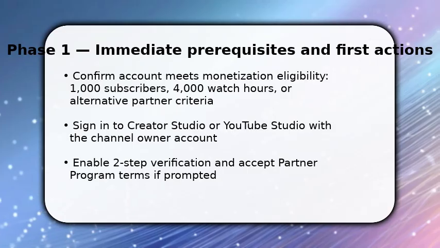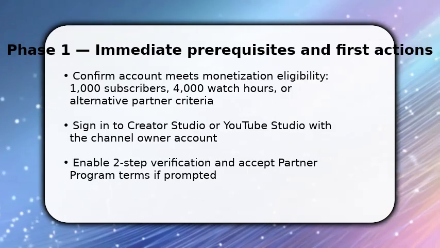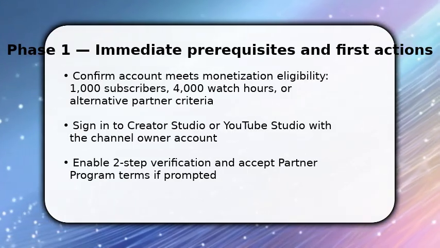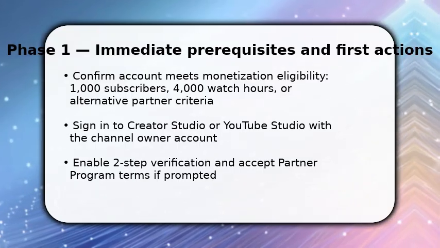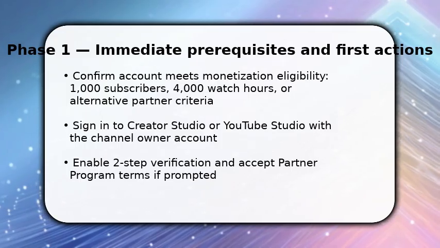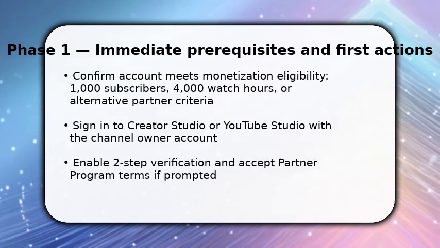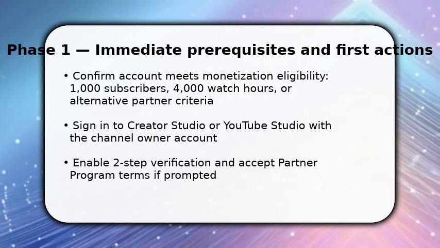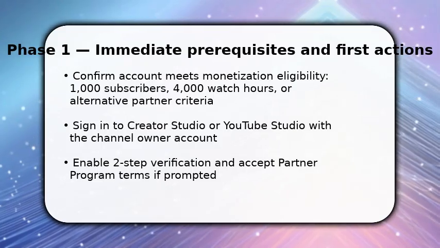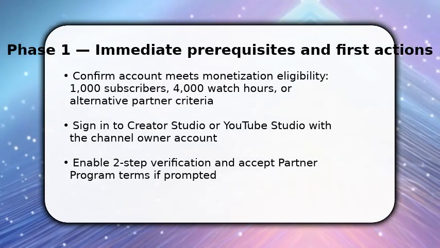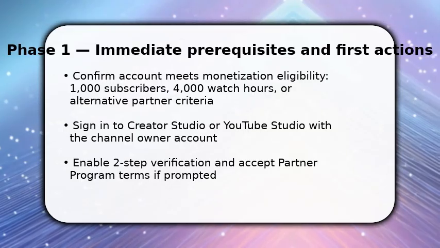You start by confirming prerequisites and signing in. This gets you straight into the workflow. Once signed in, open YouTube Studio and go to the left menu, select Monetization. You need to have 1,000 subscribers and 4,000 watch hours or an approved alternative. Otherwise, applications will be blocked. Make sure two-step verification and channel ownership are verified.